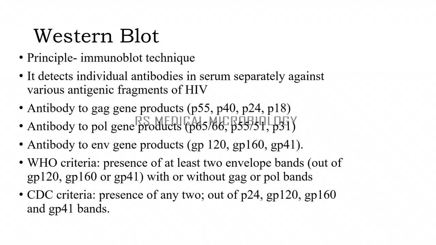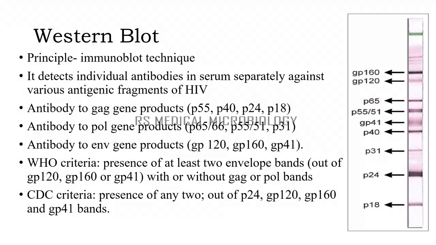The most important among them is a Western blot test. So they detect antibodies towards all the gene products like GAG gene, POL gene, envelope gene, all those things. As per WHO, it has to be at least 2 envelope bands with or without GAG and POL bands. Whereas the CDC says presence of any two of P24, GP120, GP160 or GP41 bands.